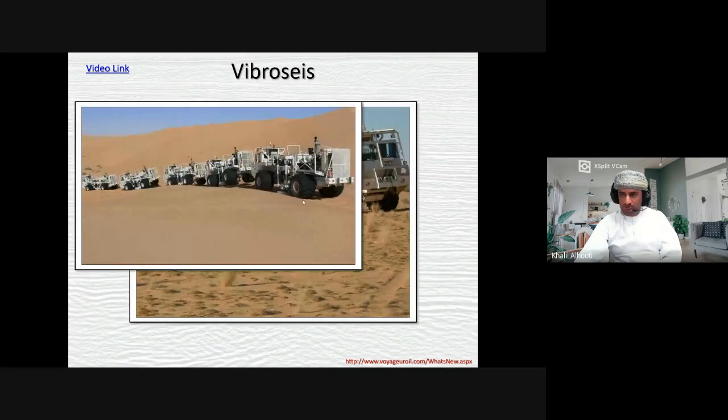So here you see, wow, so many Vibroseis. Do you see this one? It's in operation. The back tires are off the ground. This one also in operation. The back tires are above the ground, because they need to make a good coupling between the plate, the big plate, and the ground.